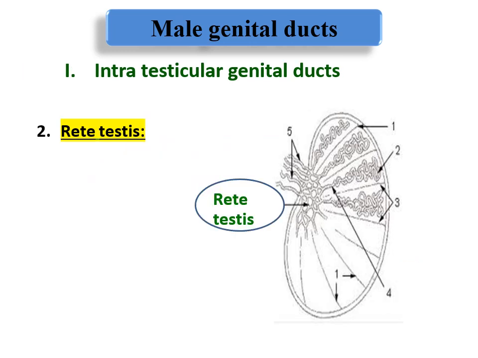Then we have the rete testis. The rete testis is the part that forms a reticulum. They are the continuation of the straight tubules. They enter into the mediastinum testis and unite to form anastomosing tubules, forming a network. This rete testis is lined by cuboidal epithelium, and it is surrounded by vascular connective tissue.